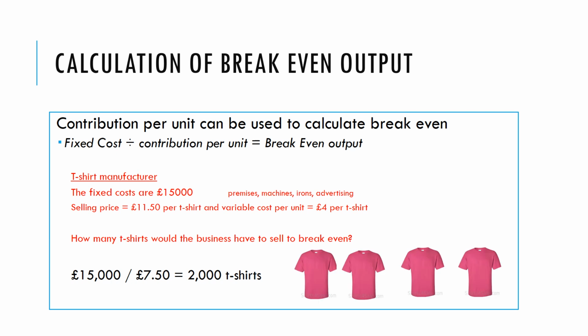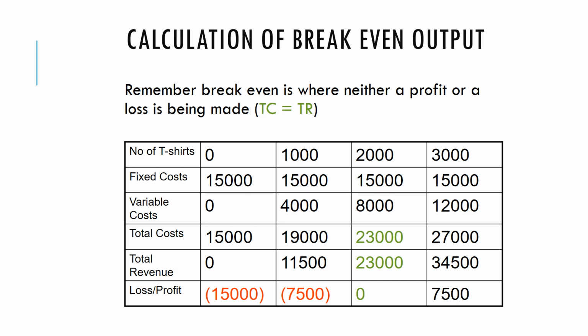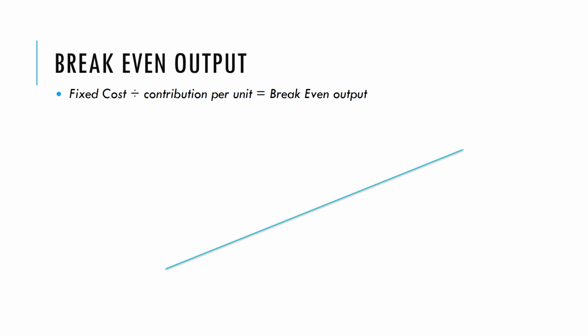Lots of t-shirts. And again, we can go back to this little table and just check that's the case. If we sell 2,000 t-shirts, total cost of £23,000, total revenue is £23,000. So yes, that is break even, zero profit, and the break even output is 2,000 t-shirts. Now this is a really important formula and it's really vital that we learn this as soon as possible. Fixed costs divided by contribution per unit equals break even output.